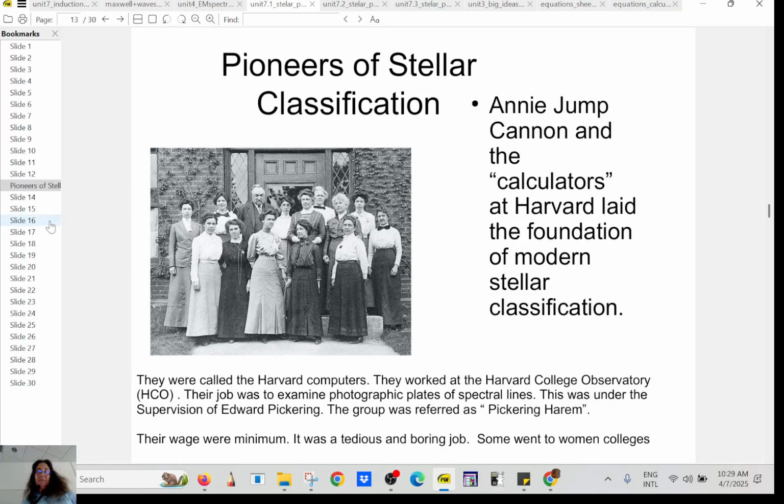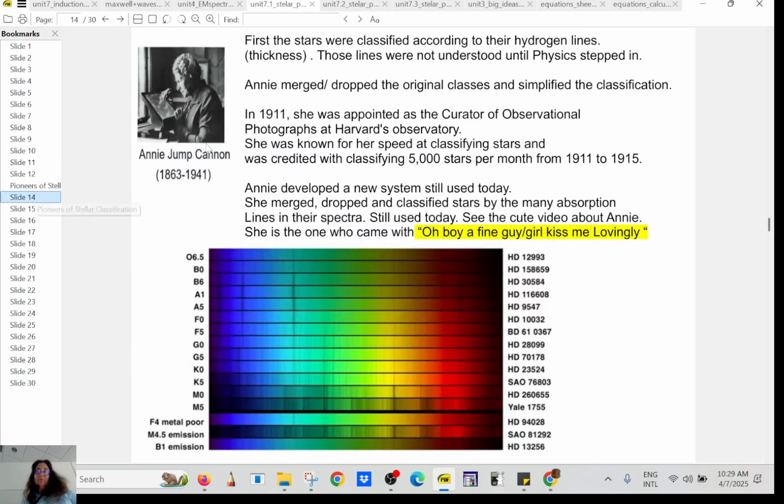My point is that one of those women, very famous, her name is Annie Jump Cannon, and she was able, looking at the photographic plates, to sort out those 100,000 stellar spectra into spectral classes, right?